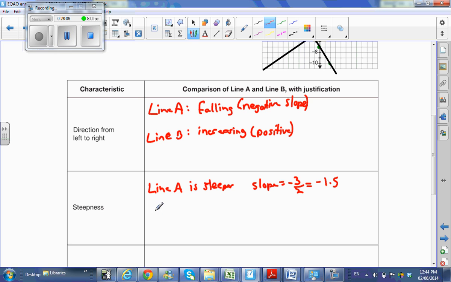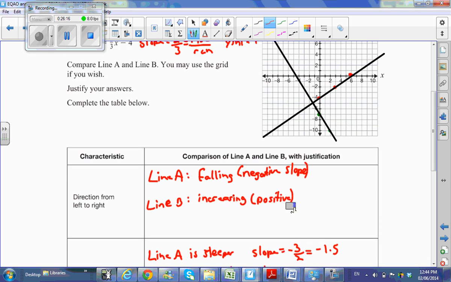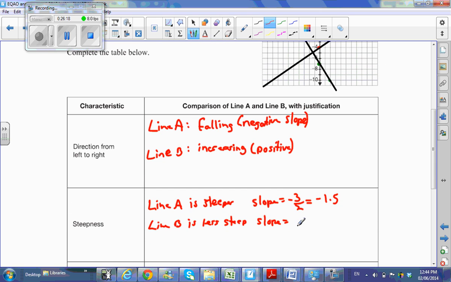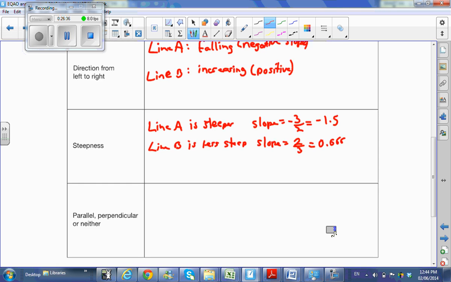Okay, line B is less steep. Slope was equal to 2/3, which if you actually divide, you'll get 0.6 repeating. So see how I realize it's negative, but that was telling me that it was falling or decreasing. But this has a bigger absolute value, we call it. So it has the bigger number, so it's 1.5 compared to 0.666.